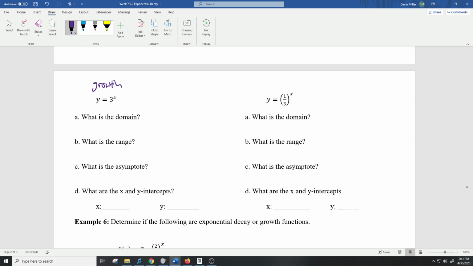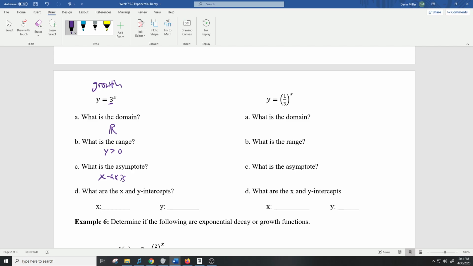Again, these are growth because b is bigger than 1. So we did this last week. What's the domain? The domain was all real numbers. What is the range? The range was y is greater than 0. What is the asymptote? The asymptote is the line the graph doesn't cross. That is the x-axis. These are all answers from last week because we did growth last week.